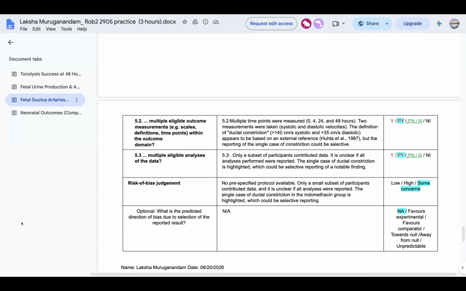Yeah. Okay, so she got different answers from that, and she ended up with some concerns, which is what we got. But I think if she answered probably yes to 5.2 and 5.3, it would have been high risk instead based on the algorithm, since in order to get some concerns, you have to get an I or in both of them. So it should have been high risk if she got those answers, I'm pretty sure.